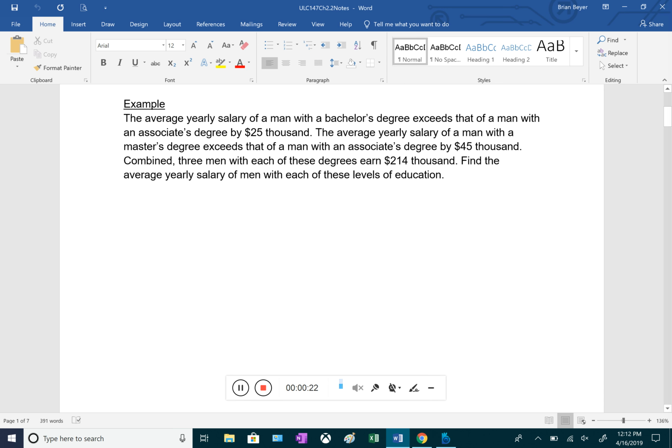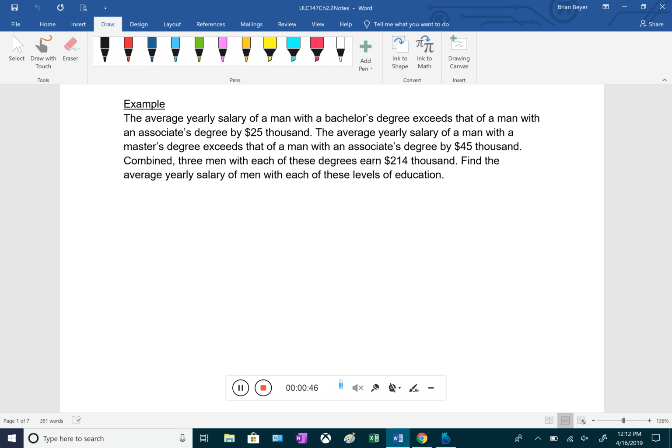So the average yearly salary of a man with a bachelor's degree exceeds that of a man with an associate's by $25,000. The average yearly salary of a man with a master's exceeds the associate's by $45,000. And combined, the three men earn $214,000. We want to find the average yearly salary of all three of these levels of education.